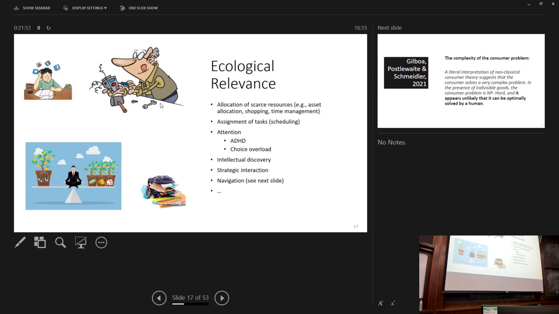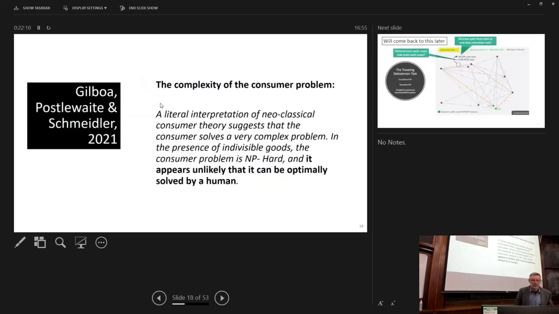Strategic interaction, game theory, turns out to be unbelievably hard. If you go to an economics class, you would think that actually it's all obvious, right? It's unbelievably hard. Navigation, next slide I said, is another problem that is related to this. Actually, it's not the next slide, it's the next plus one.